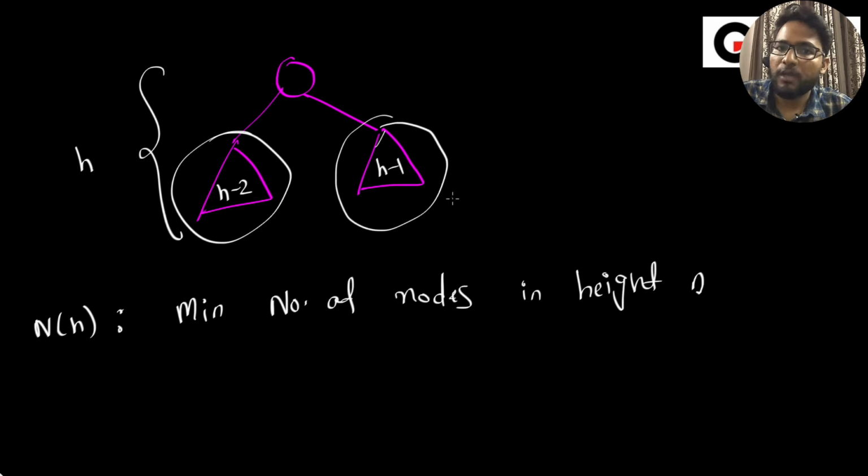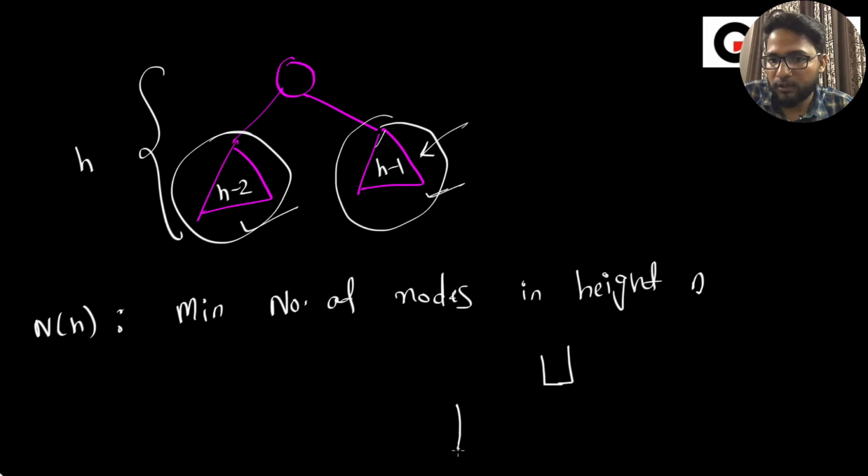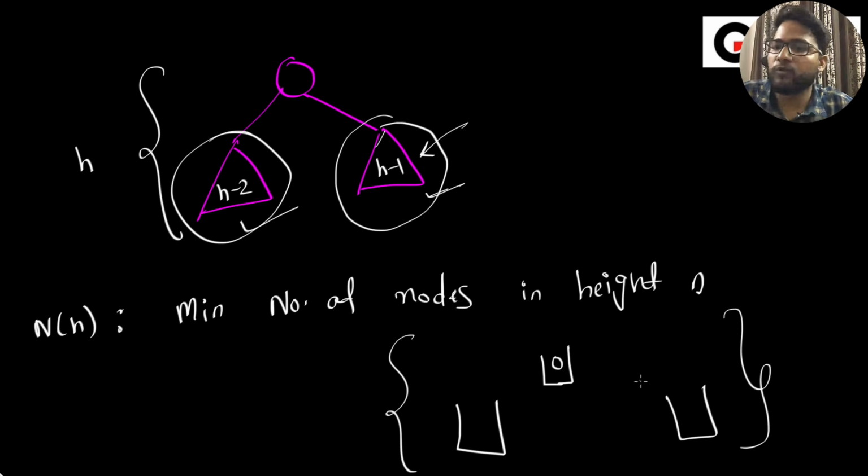Why? Because you want the minimum everywhere. You cannot put the maximum number of nodes here, or you cannot put some arbitrary number of nodes here. You have to put the minimum number of nodes here and the minimum number of nodes here, then only the total number of nodes will be minimum, isn't it? See, it is just like a bucket. I have 3 buckets. Okay, in this bucket there is only 1 node that is fixed. Now you want the total number of nodes to be minimum. You will be putting the minimum number of nodes here and the minimum number of nodes here.